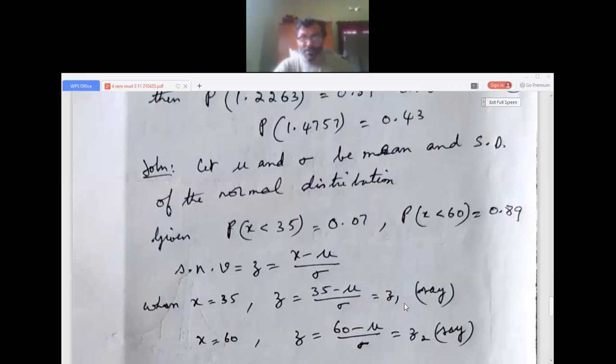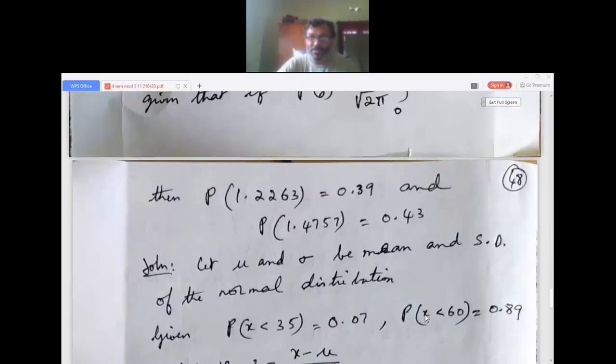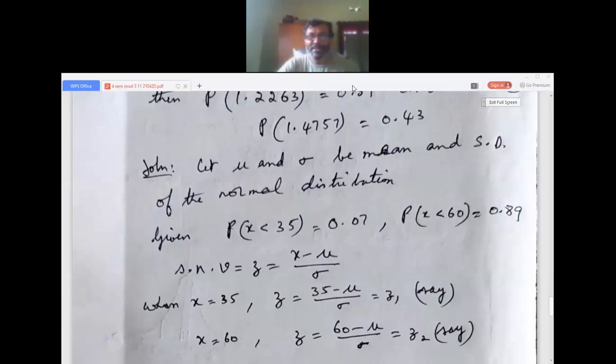We give it some value as Z1. We need it to solve the problem, because we need two equations to find mu, that is the mean, and standard deviation sigma. Then when X equals 60, the second value, in the same way we take the standard normal variate. So Z equals 60 minus mu by sigma. We take it as Z2. Now here we got two equations.